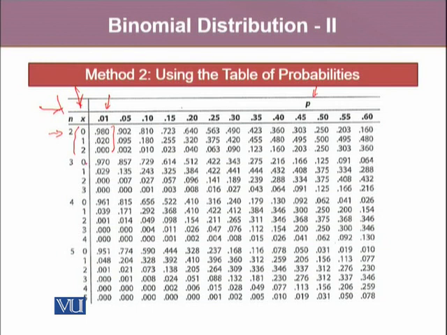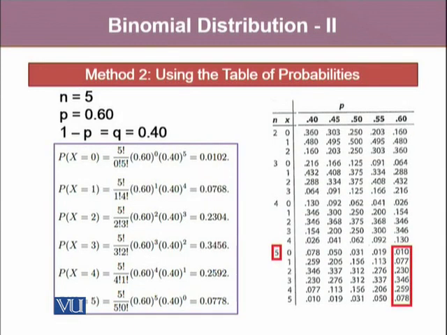Similarly, for 3, it goes from 0 to 3, and for 4, it could be 0 to 4, and for 5, it could be 0 to 5, and it goes on and on. So all these numbers within this grid are the various probabilities at different values of the probability of success. So we will be using this table to find out the probabilities.